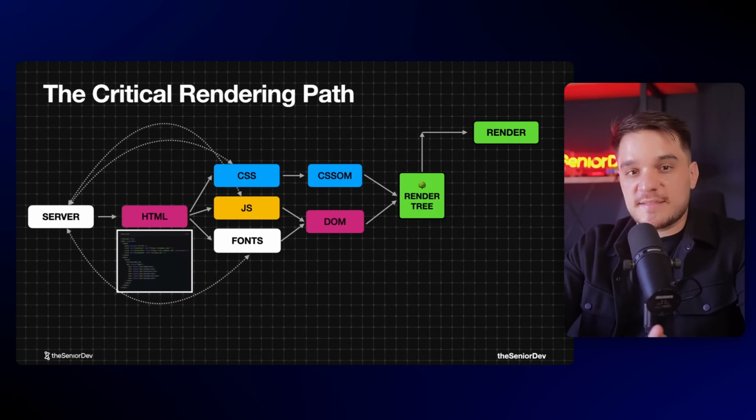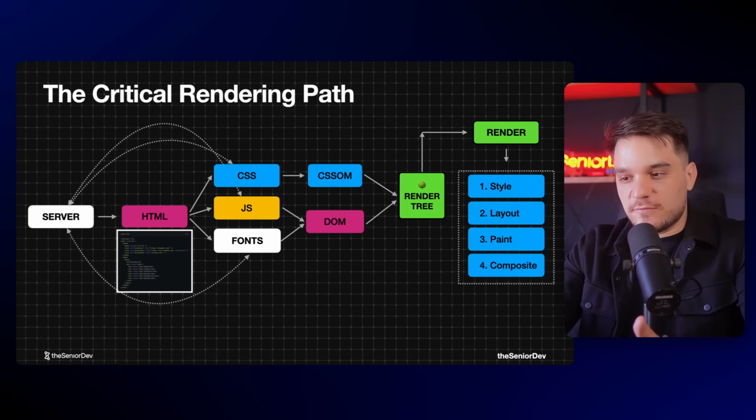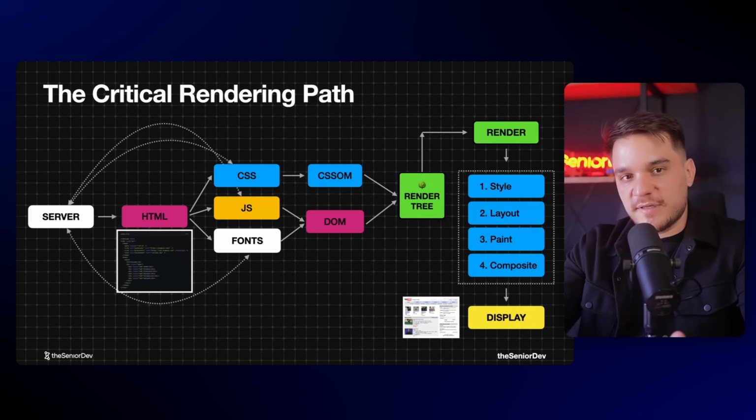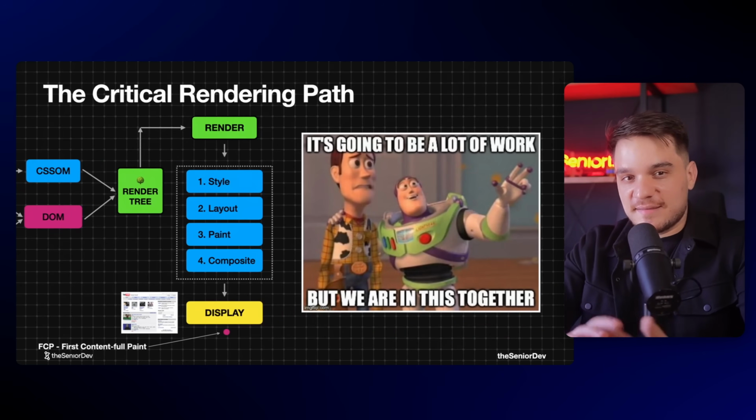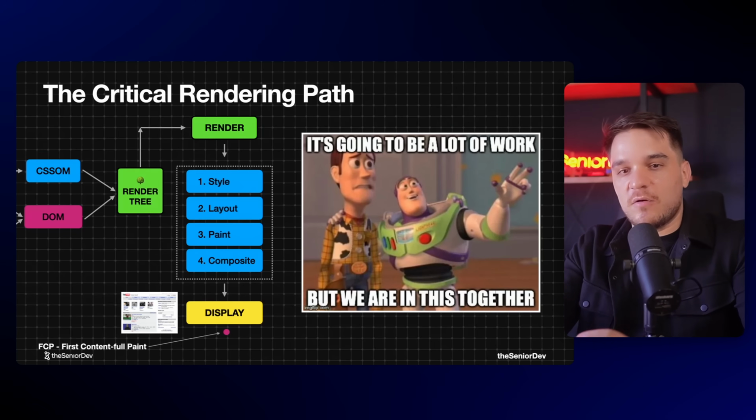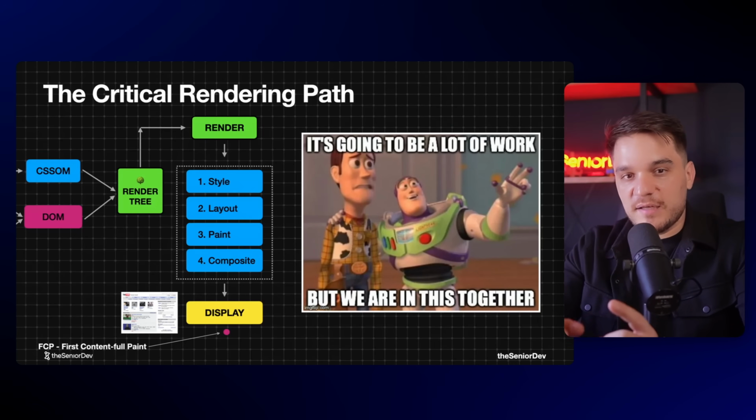Now, the rendering process has 4 steps. We need to first style, then layout, then paint, and finally composite to finally display pixels on the screen. And all this has to happen until the user sees something. And that's what we call the first contentful paint, which is our first milestone in the rendering process. Now, if this sounds like a lot, don't get scared. By the end of this video, you will master this because a lot of the concepts that we'll introduce later on, they always relate back to this main mental model.